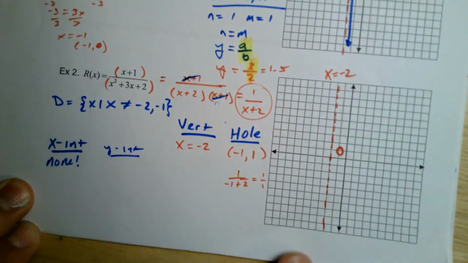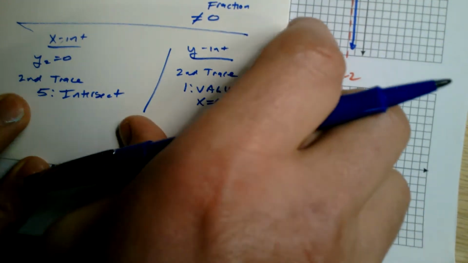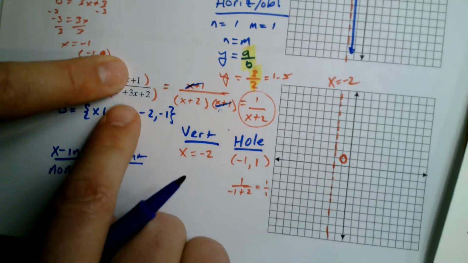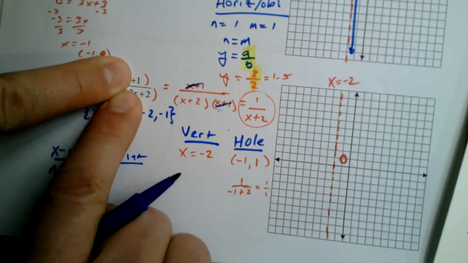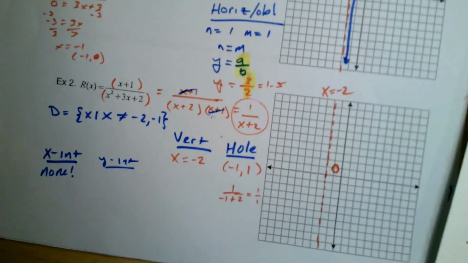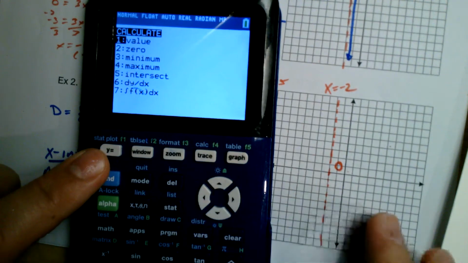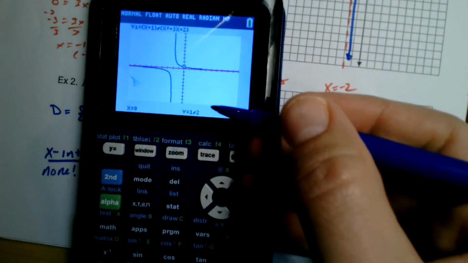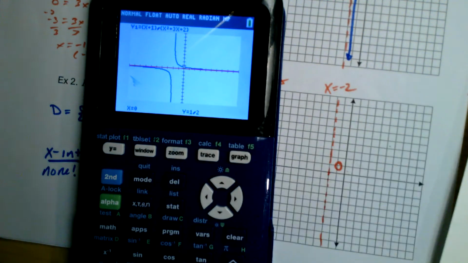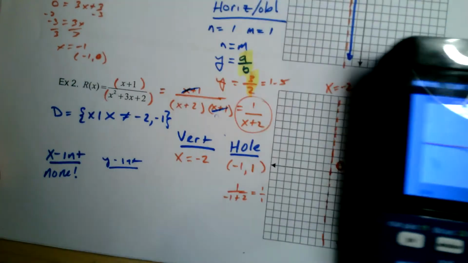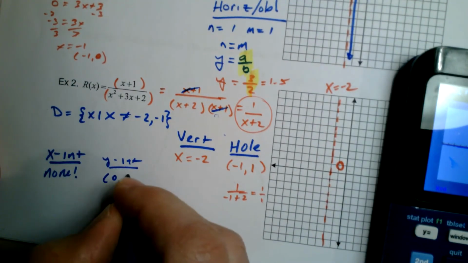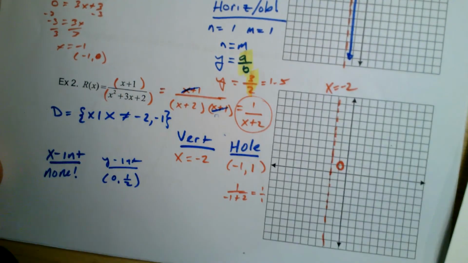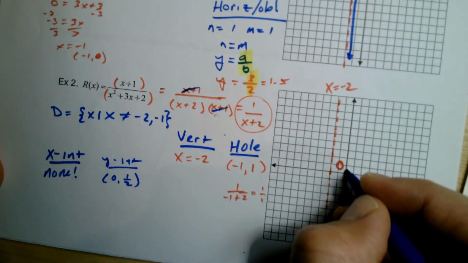Y-intercepts are again when x equals 0. Okay, my little cheat sheet says I can go second trace value, or I can use the cover-up method and cover up every x, and I get 1 over 2. Or second trace value 0. And if you're using alpha y equals, you can see it gives you a fraction as your answer. That's kind of nice, especially if my math lab's asking for an exact value. So I got (0, 1/2), or 0.5. So just 0.5 right there.